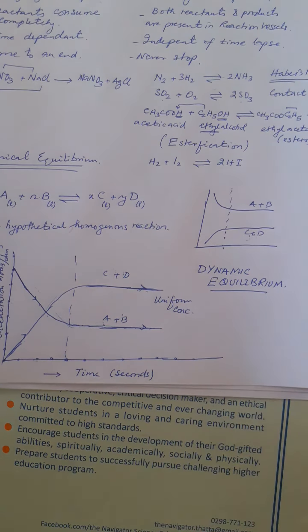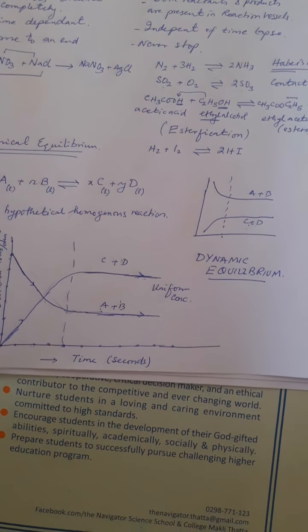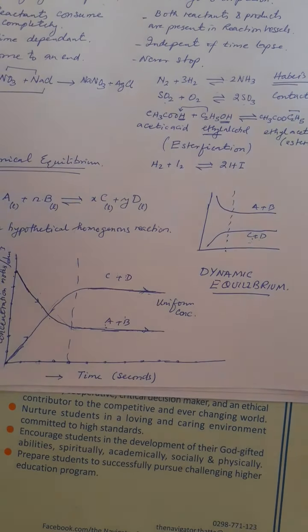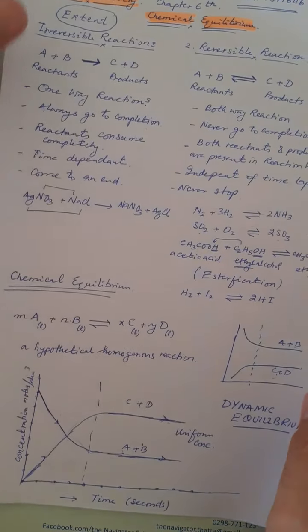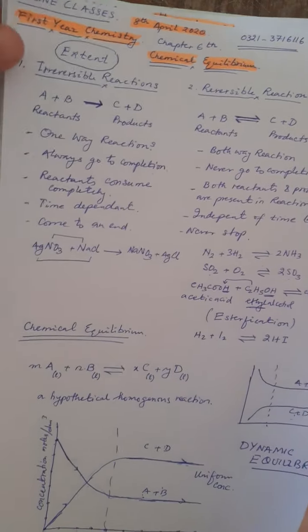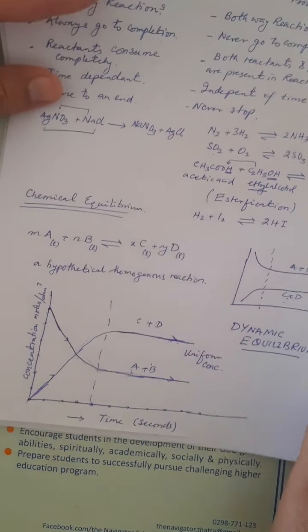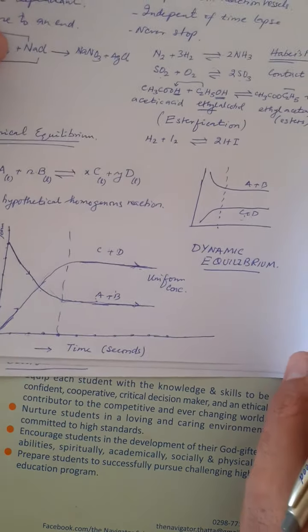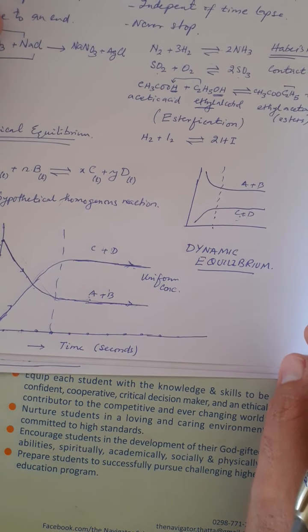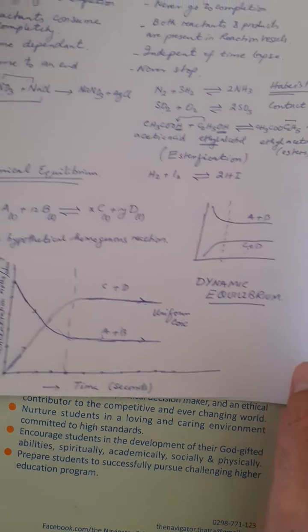So my dear fellows, today I taught you two topics. What are reversible and irreversible reactions, the 6th chapter introduction, some examples and differences. And what is chemical equilibrium, why this happens in reversible reactions only, and why it's dynamic in its definition.